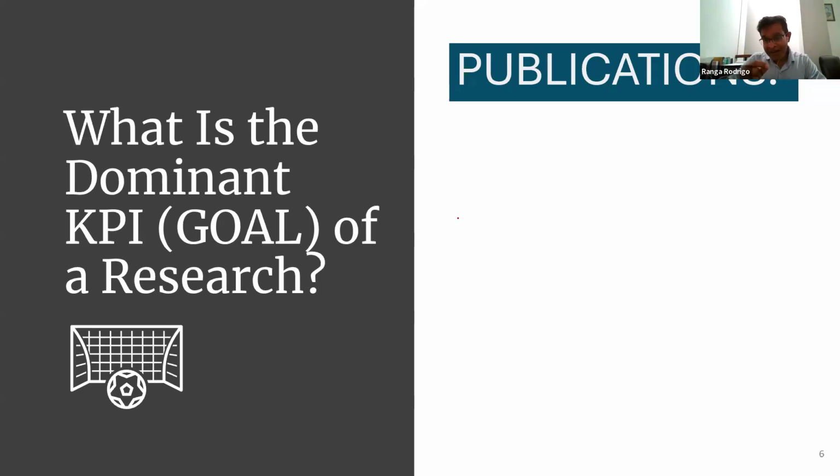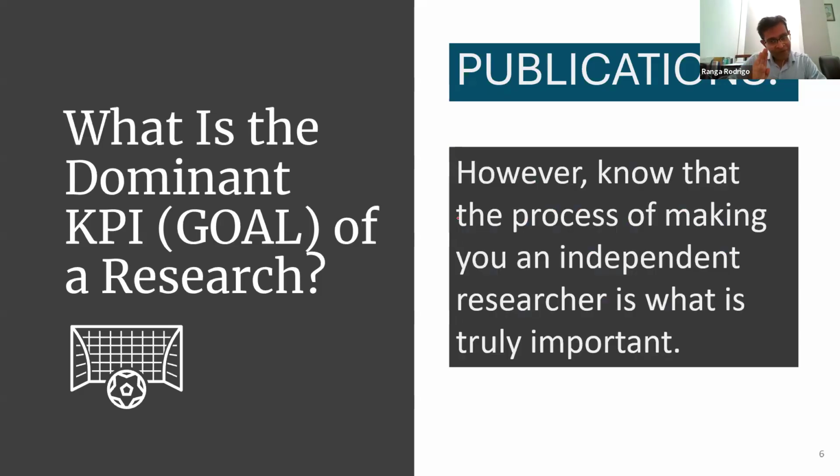However, we know that the process of making you an independent researcher is what is truly important. That means after going through all the research work that you do in universities, maybe under the supervision of an academic staff member, maybe you are doing a PhD, an MPhil, a master's, you have to become an independent researcher. That means you should be able to define your large scale research problems and find sub problems that can be solved by students and smaller groups. Becoming an independent researcher is a goal of that. But anyway, they measure research by the number of publications.